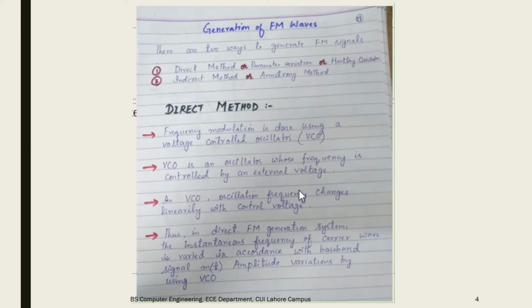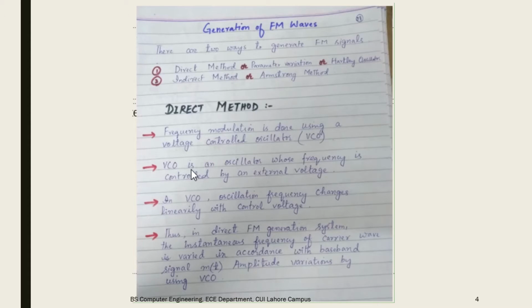So if we talk about generation of FM waves, then there are two ways to generate FM signals. The first one is the direct method or parameter variation or Hartley oscillator, and the second method is the indirect method or Armstrong method. Today we will discuss the direct method.